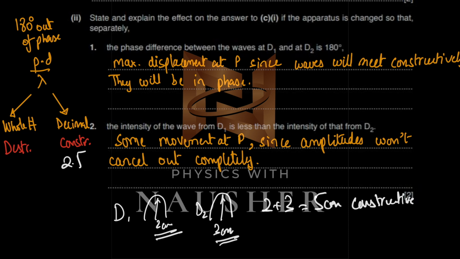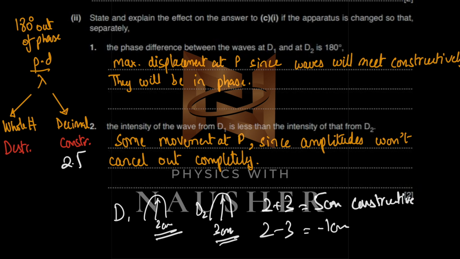And what if they were meeting destructively? What if the path difference to lambda ratio was 2? If they're meeting destructively, then you will subtract and you will say it'll be minus 1 centimeter. And that still shows that there's destruction because it's less than the smallest amplitude. They're not meeting constructively, they're destroying each other basically. So state and explain the effect with 180 degrees. I've already told you this is the test.